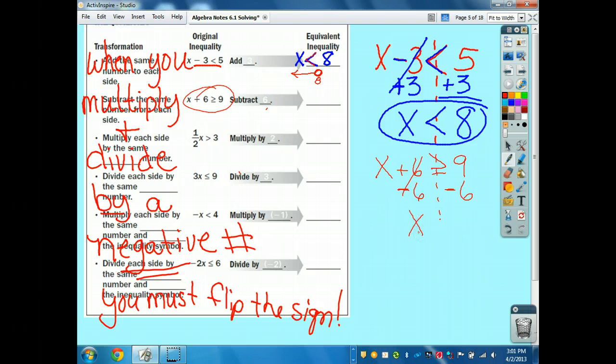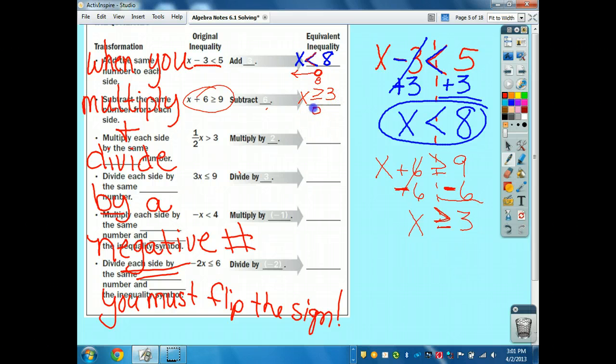Not as confident on that answer. Do I flip it? No. I have a negative here, but why don't I flip it? You're not dividing or multiplying by it. I'm just minusing 6 from both sides. So x is greater than or equal to, the sign stays. And what is 9 and negative 6? 3. Okay, so write our answer, our inequality: x is greater than or equal to 3.